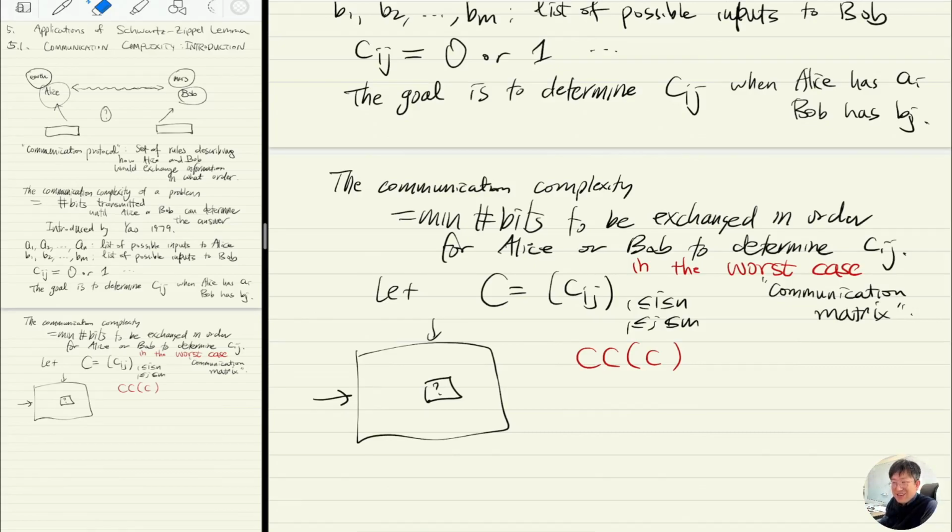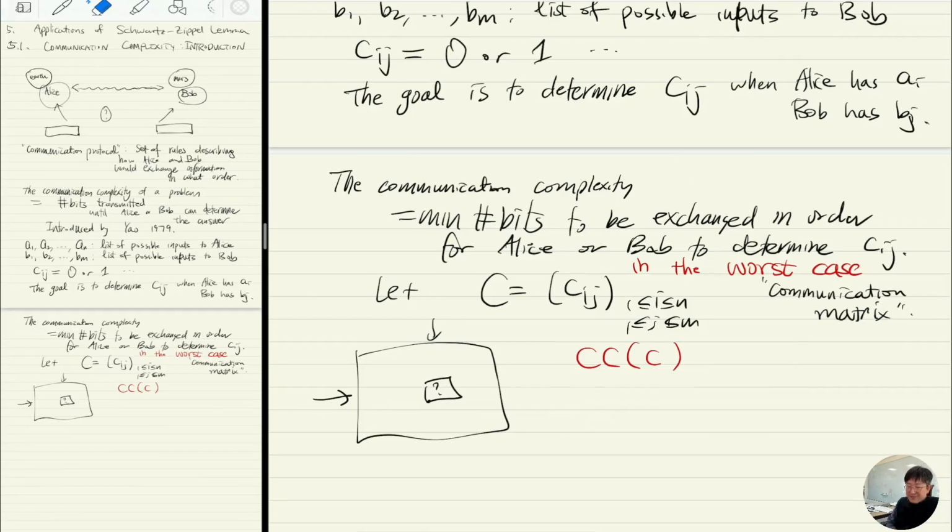Now let's see some commentary description of communication complexity. So depending on the protocol, Alice or Bob would send 1 or 0. And let's say you can determine the answer with k bits.